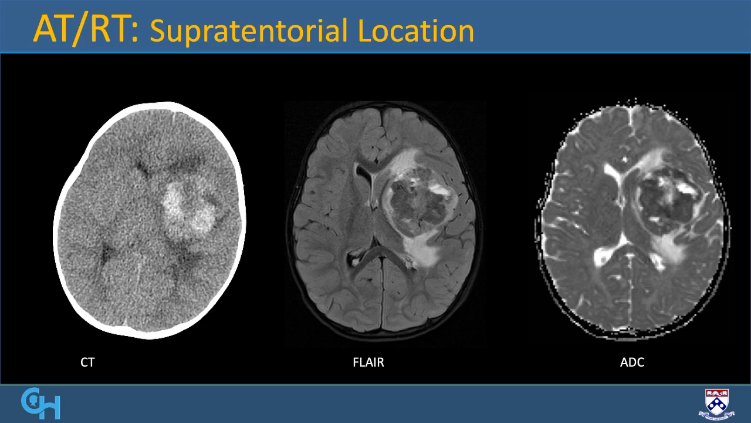So ATRTs need not be just in the posterior fossa. They can be supratentorial, seen in the supratentorial location, like you're seeing here, a lobulated big mass in the left cerebral hemisphere, which is causing mass effect on the lateral ventricle. And notice the very pronounced diffusion restriction in the solid component of this tumor.